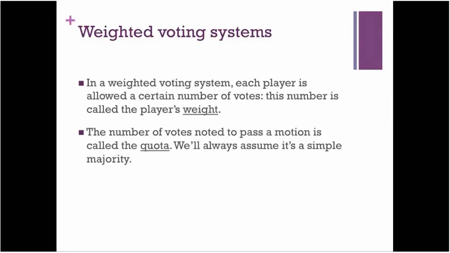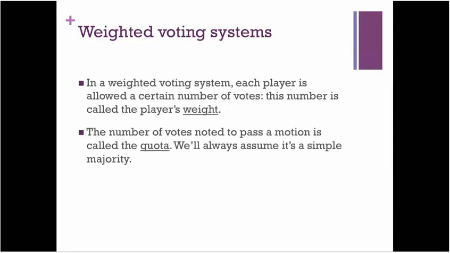Now this was just meant to be a rather simple and extreme example. It's an example of what's called a weighted voting system. So in a weighted voting system, each player is allowed a certain number of votes. This number is called the player's weight. Ordinary voting can be thought of as a special case of this. It's simply the case where each player has weight 1, in other words, a single vote.